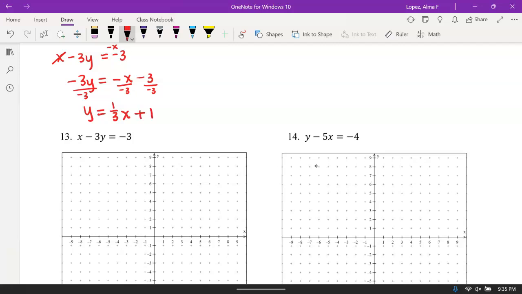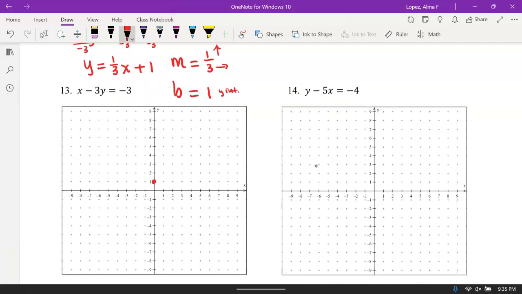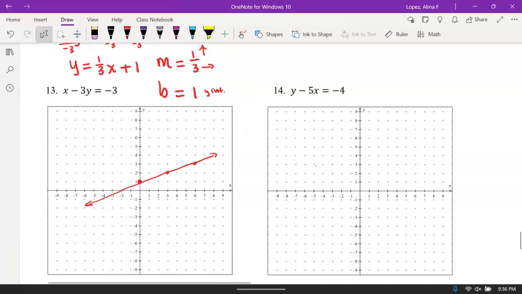Once I get it in the right form, I can say, well, okay, my slope is 1/3 and my y-intercept is 1. The slope is telling us we're going to be moving up 1 and to the right 3, but not until I plot my y-intercept on the y-axis. Let's do it. Here's where y is equal to 1 on the y-axis. From there, I'm going to go up 1 and over 3. I'm going to go up 1 and over 3. And draw it in. Make sure you put your little arrows on the ends. And one more, guys. We're almost finished and we can start studying for our final.